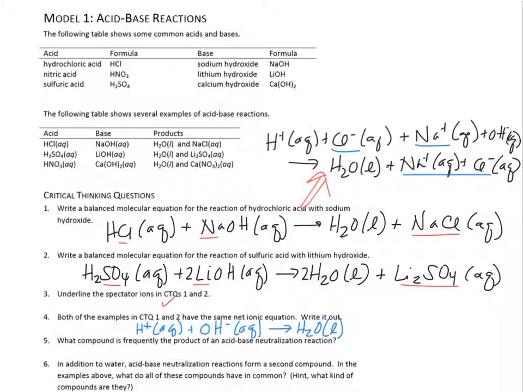If we look at number 5, what compound is frequently the product of an acid-base neutralization reaction? The answer to that is water. That's the real chemical change that has occurred. We've produced water. And of course, water is a new substance that, instead of being combined with ionic bonds, like everything was in the reactants here, we now have a new substance that's held together by covalent bonds.